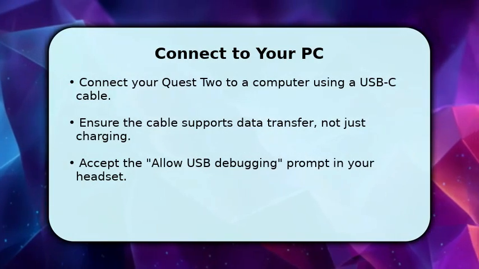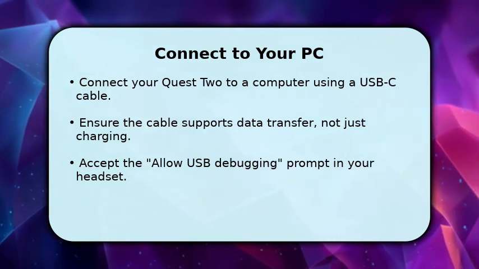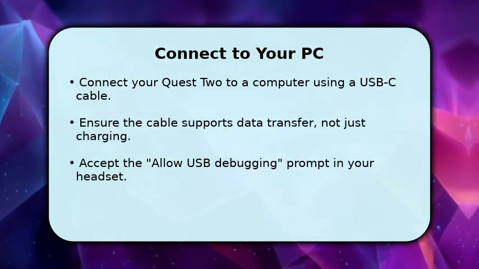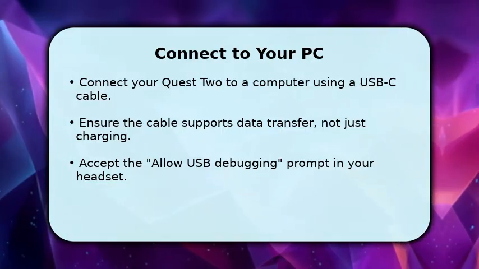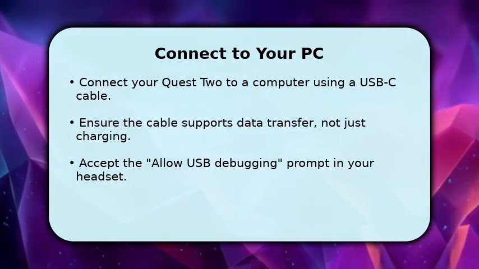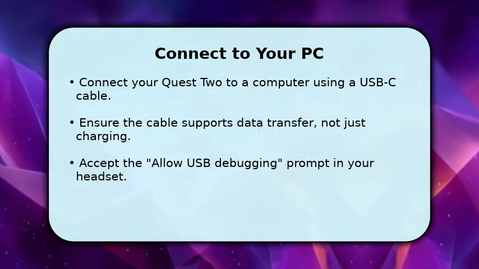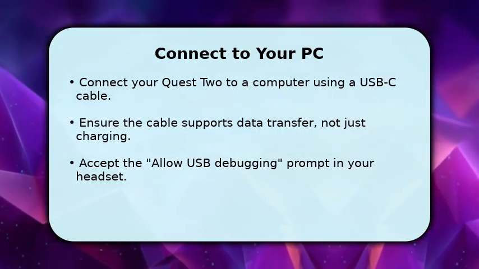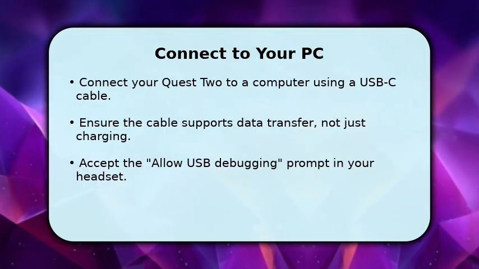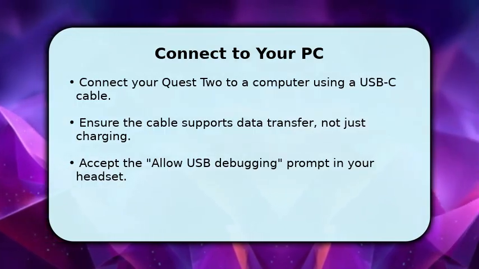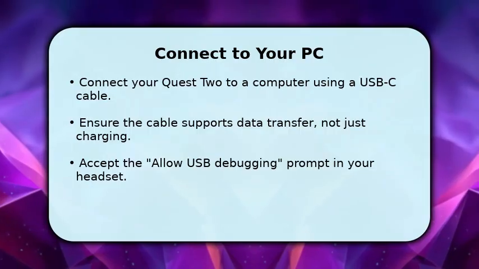Once developer mode is active, the next step is to physically connect your Quest 2 to your computer. Use a high-quality USB-C cable, ideally the one that came with your headset, ensuring it supports data transfer. After connecting, put on your headset. You will see a prompt asking to allow USB debugging or allow access to data. Be sure to accept this to proceed.